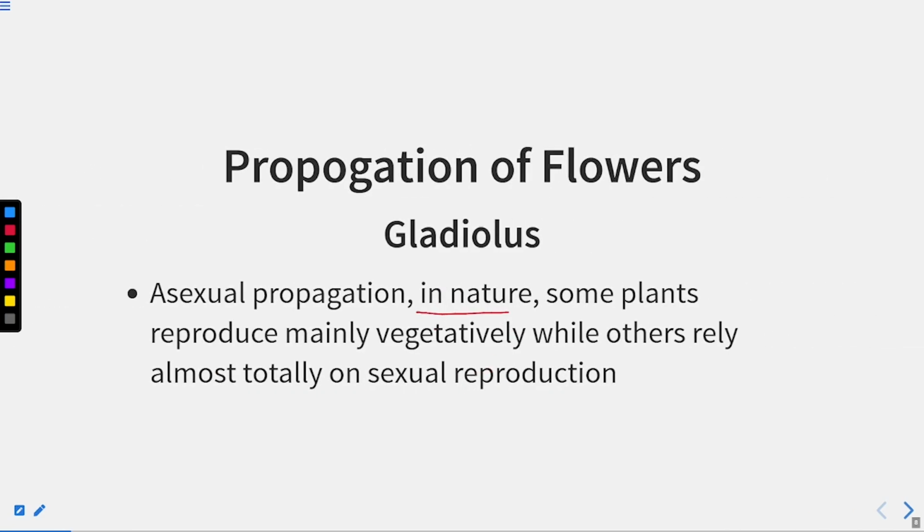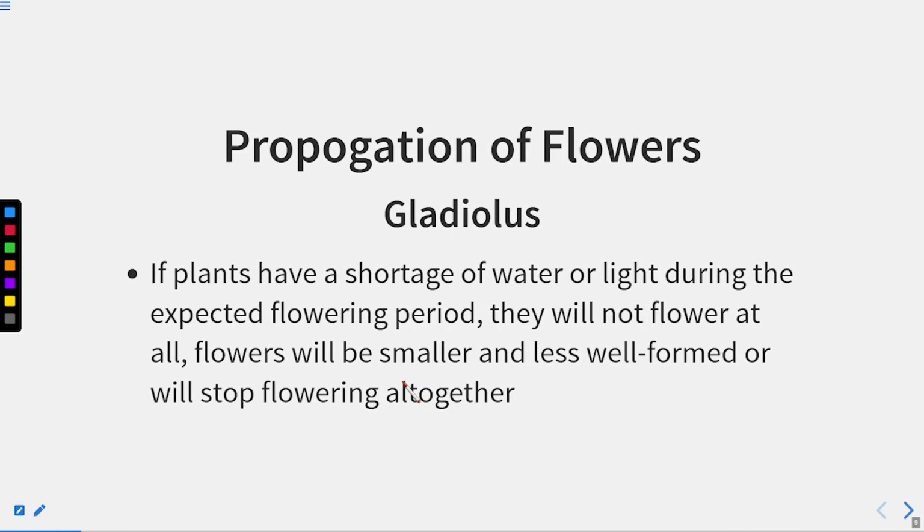Asexual propagation in nature: some plants reproduce mainly vegetatively while others rely almost totally on sexual reproduction. But not all plants can be grown by the asexual propagation method. There are some plants that can only be grown by the sexual reproduction method. But yes, for the plants which can be grown by the asexual method, we can take advantage of that, right?